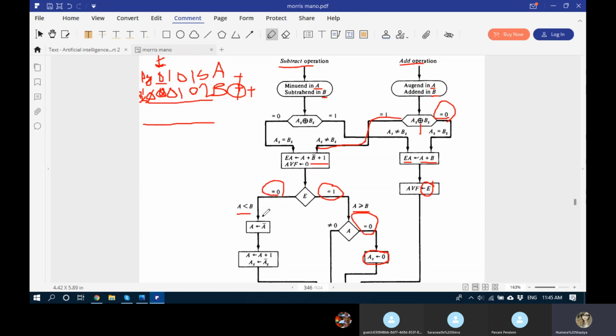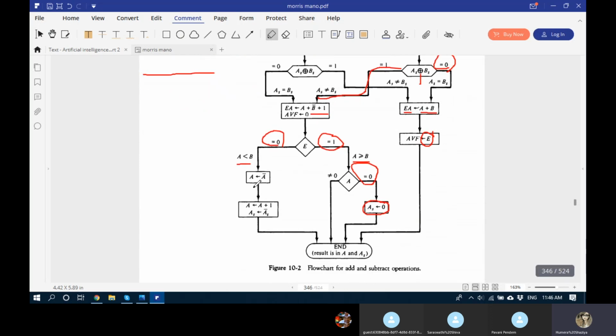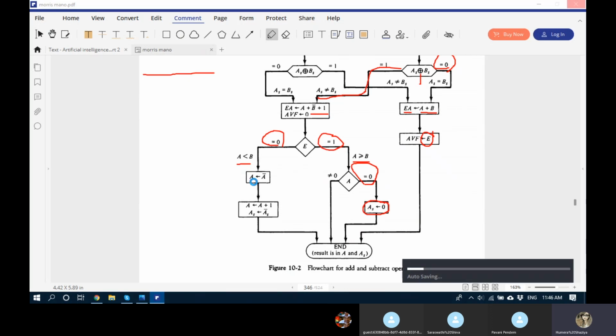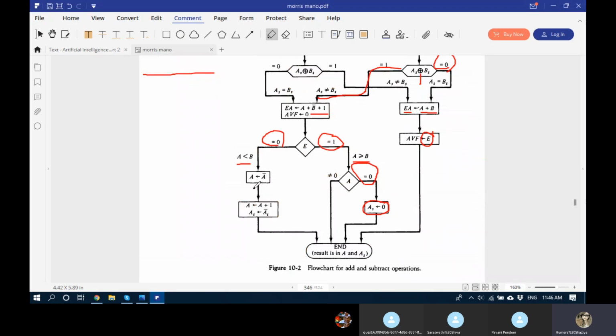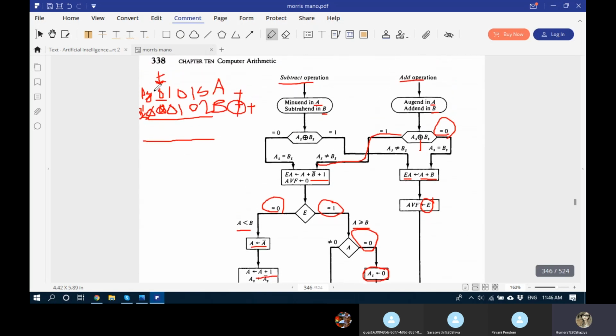When A is smaller than B, then what is the third step? The third step is you have to take 2's complement of the result again to obtain the difference. You are taking the 2's complement, this is 1's complement, then you are adding 1 to it to get 2's complement, and then the sum, the sign will be complement of AS. AS is 0, you make it 1. 1 means negative number.